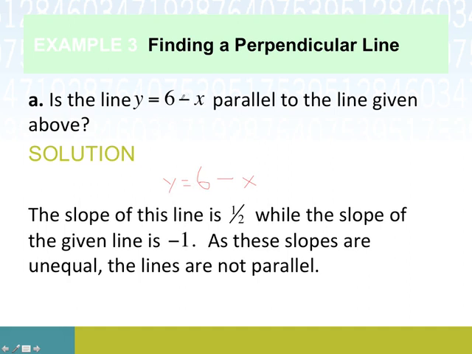All right, so we have -x, but really there's a 1 sitting here. So when we think about slope, this is a slope of -1. So -1 and 1/2, well, for parallel, all we have to do is compare whether or not they're equal to one another. And 1/2 certainly is not equal to -1, so the lines are not parallel.